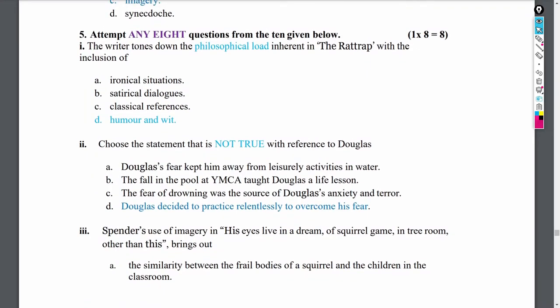Attempt any 8 questions from the given below. Okay, you have to attempt 8 questions. So these questions are also from the literature, and these are also the MCQ questions. Let us see the question. So, अभी हम कुछ question discuss करेंगे from this part, question number 5, okay, part A. तब हम लोग को अंदाजा हो जाएगा.